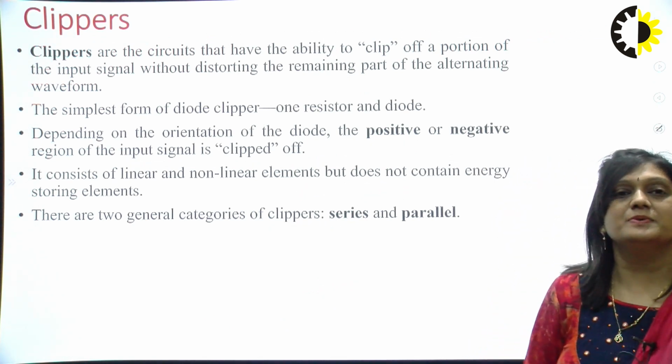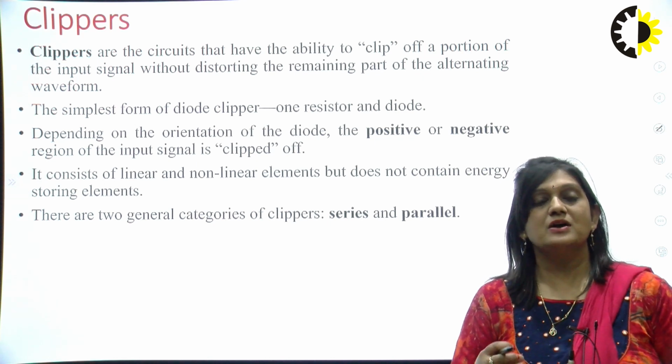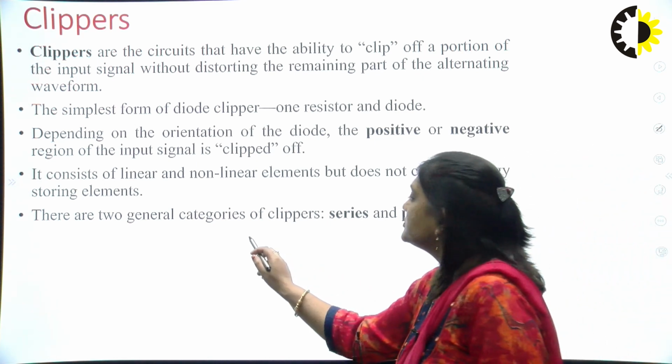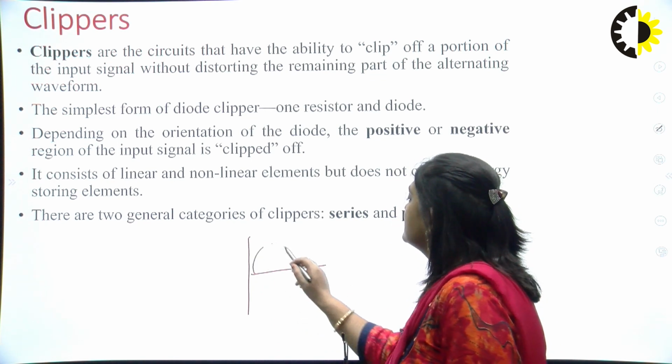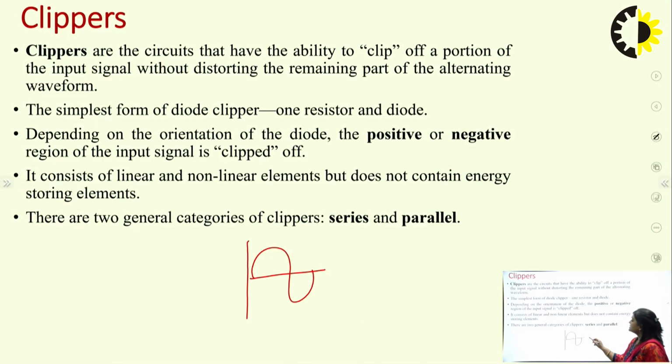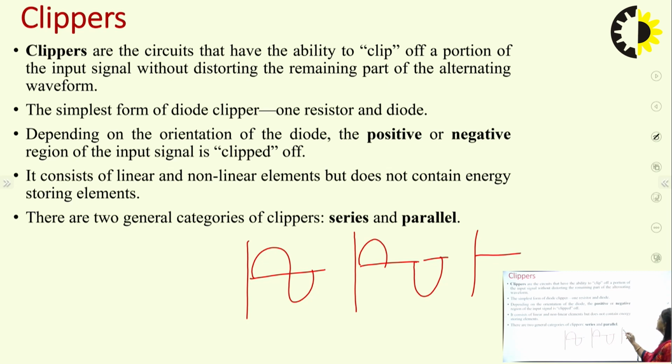Clippers are used for clipping some part of the input signal. Like our input signal is this, so the output of the clipper may be in this form, or in this form, or in this form. Basically, a clipper removes some part of the input signal. It may remove a complete positive cycle, a complete negative cycle, or some part of the input signal like this part.